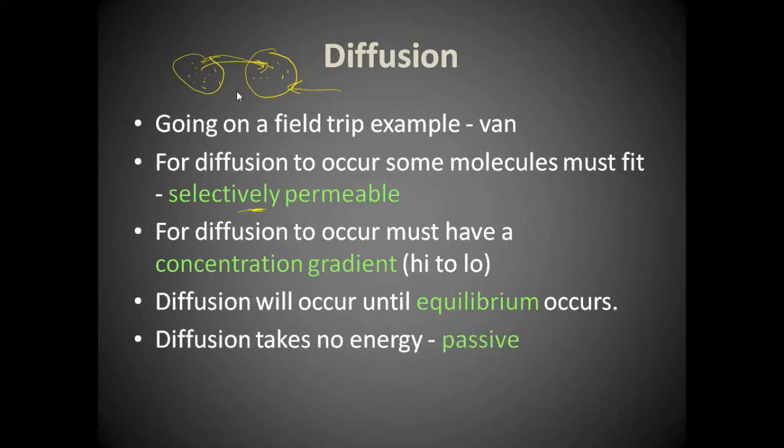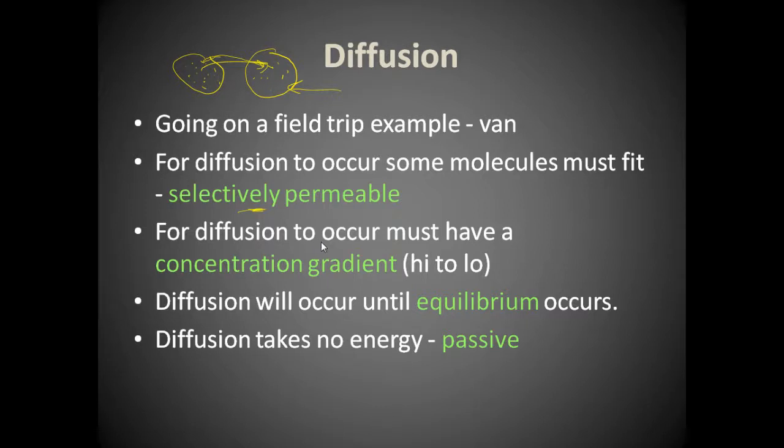The advantage of diffusion and why we spend so much time on it is it saves your body a lot of energy. It's a passive process. The body does not have to produce energy in the form of ATP in order for this process to occur. As long as the molecule is small, as long as there's a concentration gradient, diffusion will occur. And normally this is a good thing.